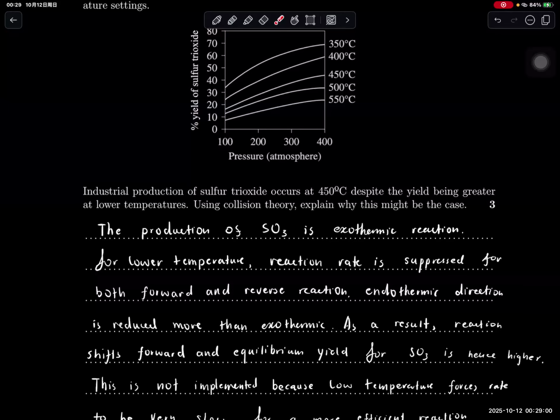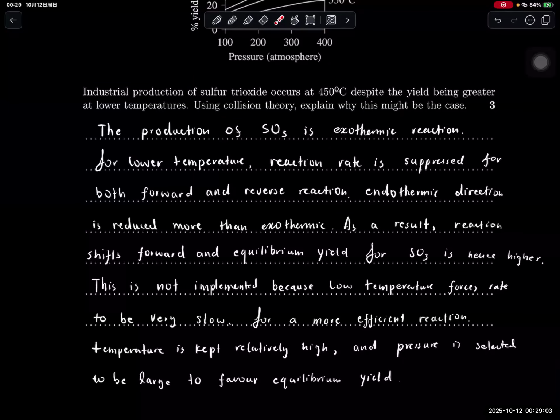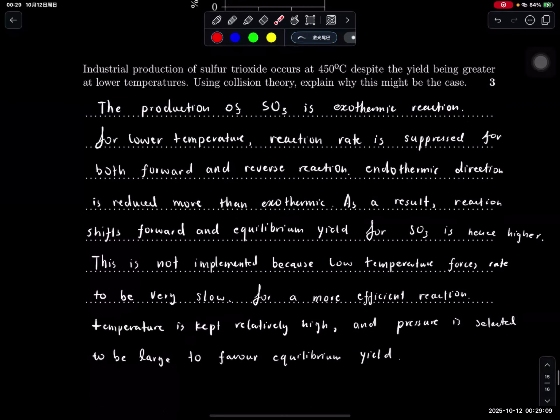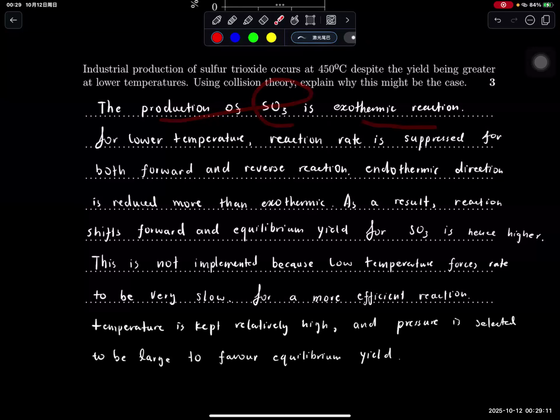To explain that, he just talks about how temperature affects the reaction rates, the collision theory, right? Okay, so it's the same drill. Let's read it. The production of sulfur trioxide is an exothermic reaction, meaning that at lower temperature, the reaction rate is suppressed for both forward and reverse reactions. The endothermic direction is reduced more than the exothermic direction. So you can basically say that you don't need to always draw that diagram. It depends on the question. This question is more focused on: do you really understand what's going on, rather than demonstrating what collision theory and the curve really are?